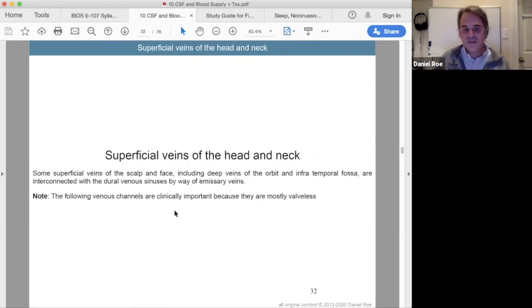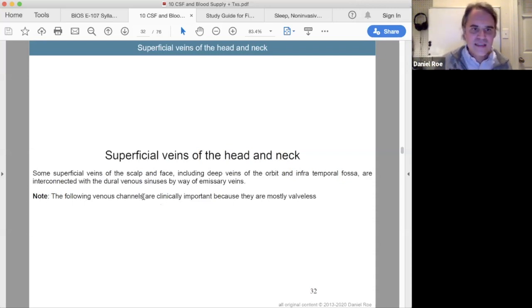So now we want to talk about the superficial veins of the head and neck. Some superficial veins of the scalp and face, including deep veins of the orbit and infratentorial fossa, are interconnected with the dural venous sinuses by way of emissary veins. So maybe at some point you heard that the blood supply to the intracranial compartment is separate from extracranial, and that's mostly true, mostly, right? Not entirely. There are cases where you can have an infection of the scalp and it ends up inside of the cranium. And we're going to look at how that can happen.